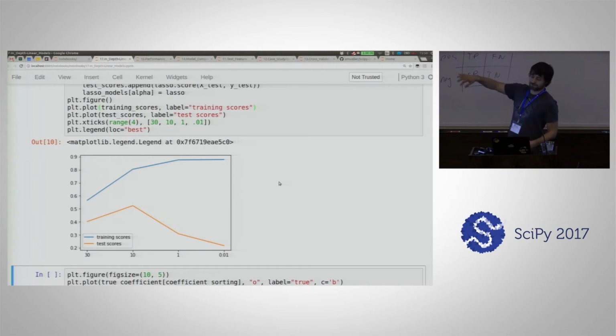Here you can see again the same curve. If you have very high alpha, you penalize the model a lot. Both training and test scores are low. If you penalize a little bit, then the training scores go up, and the test scores go up. If you penalize too little, you overfit.